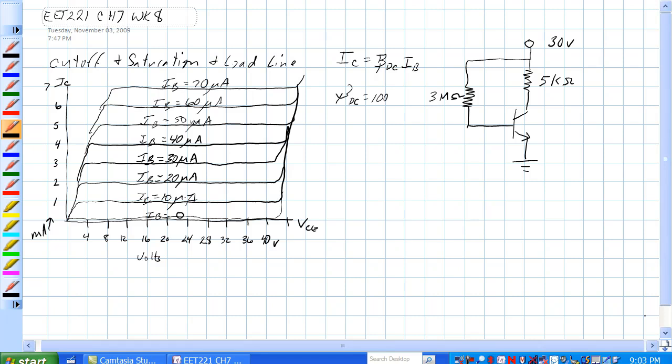We need to talk about a transistor load line today. This is Tom Lieurance with Columbia Gorge Community College.